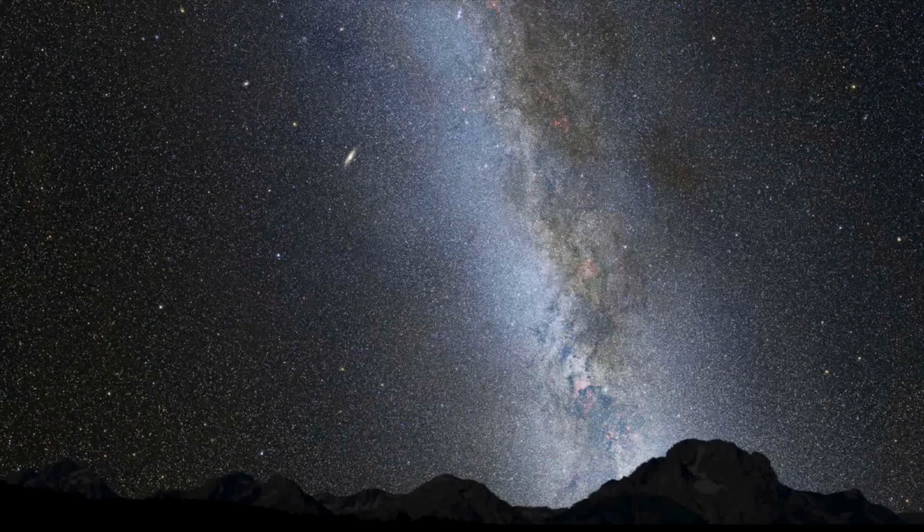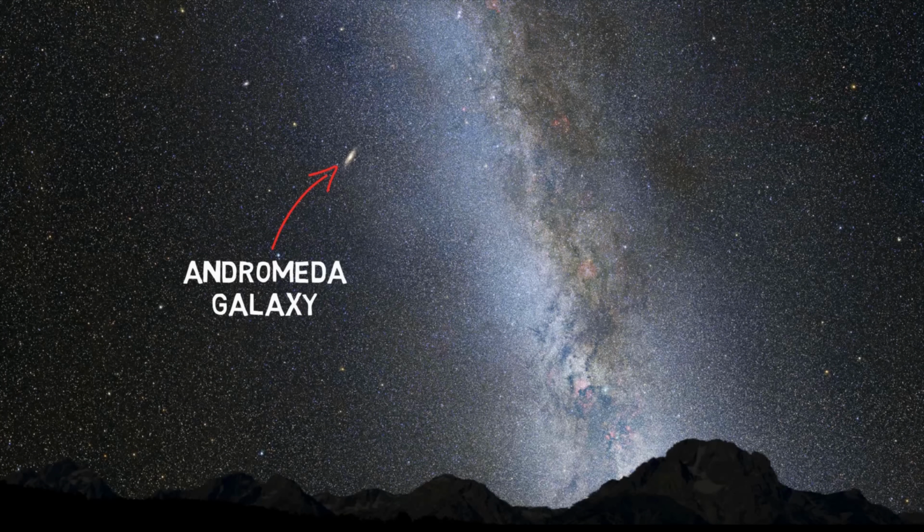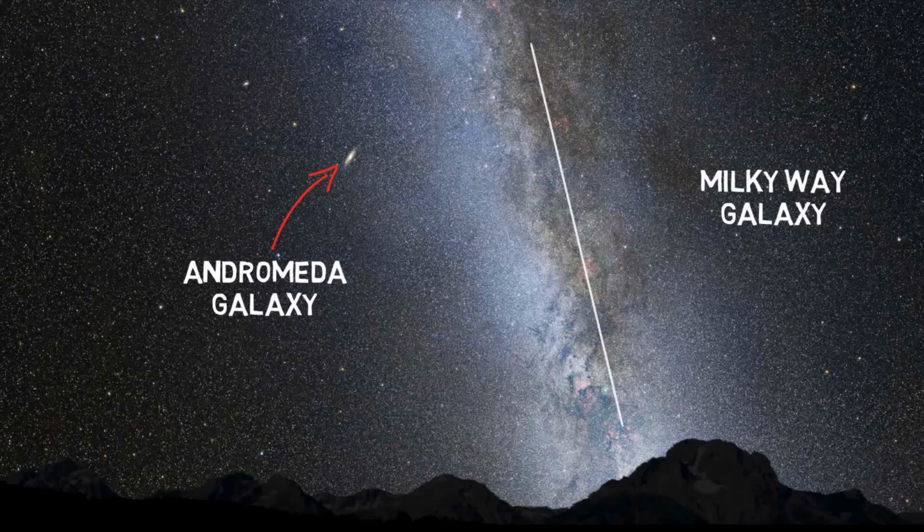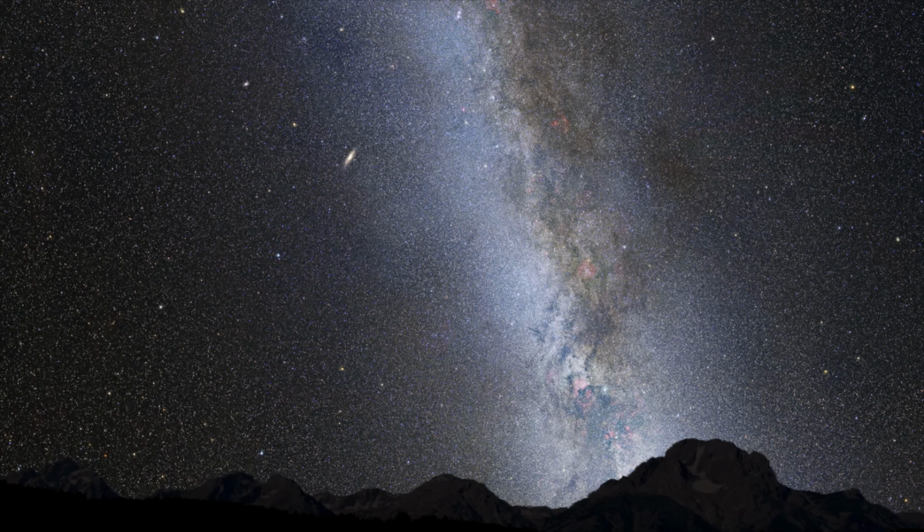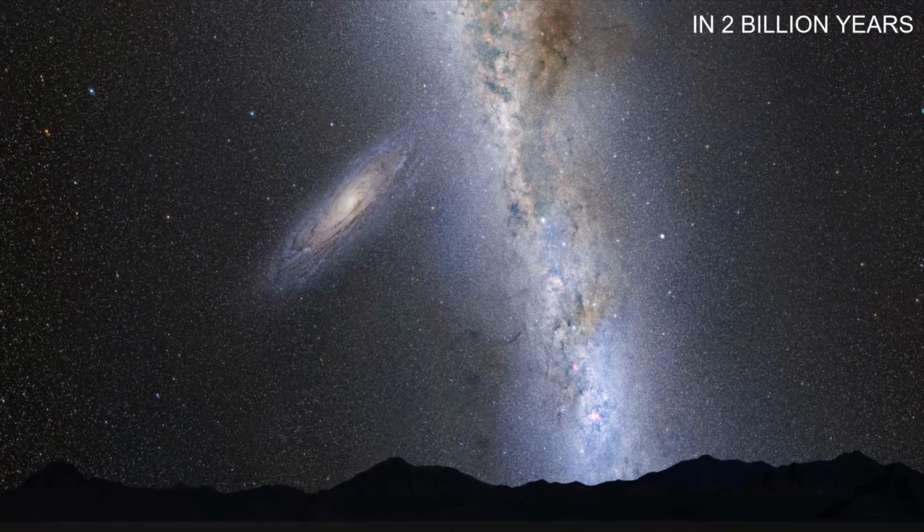Our nearest neighboring galaxy is the Andromeda Galaxy. The Andromeda Galaxy, which is 2.5 million light years away, is currently speeding toward us at over 670,000 miles per hour. As it gets closer, our night sky will change drastically.